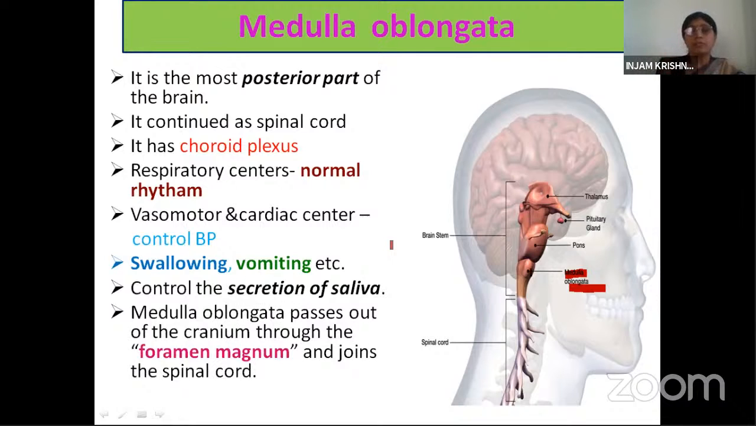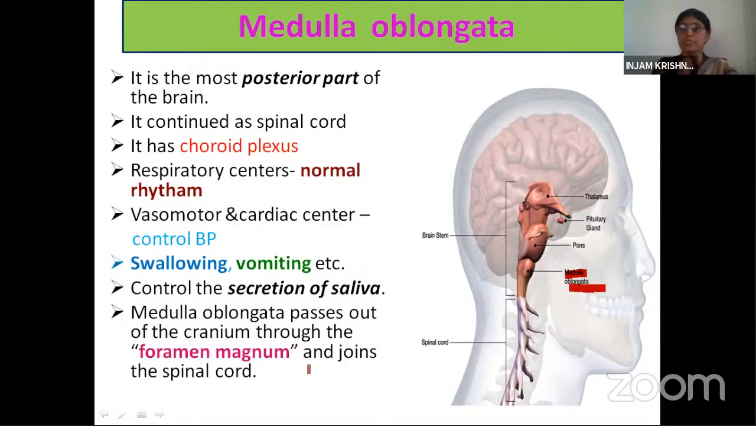Did you find that all those are related to involuntary functions, more or less? Control the secretion of saliva. Yes, secretion of the saliva is also controlled by the center of the medulla oblongata. And the medulla oblongata passes out of the cranium through the foramen magnum and joins the spinal cord. Yes, the extension of the medulla oblongata is the spinal cord. Here, it runs through the foramen magnum.